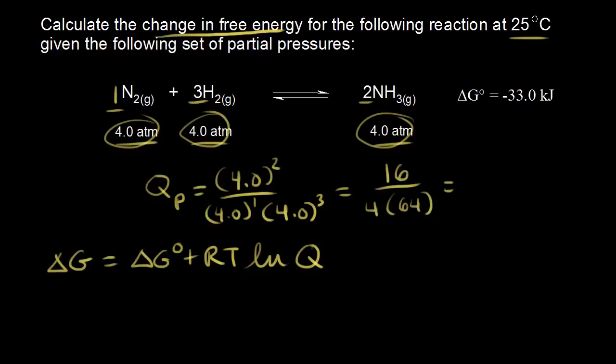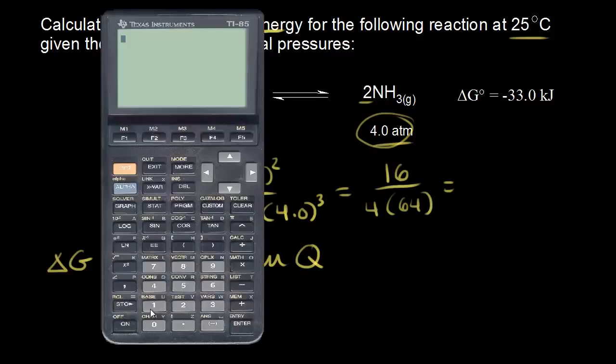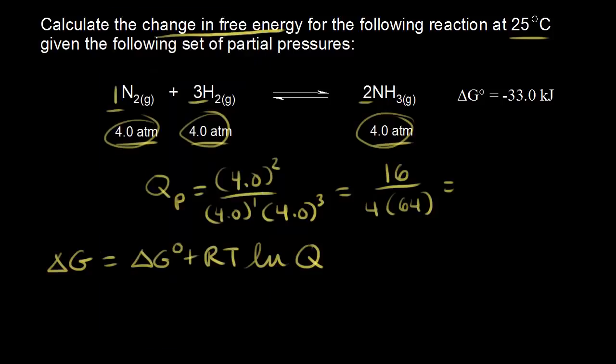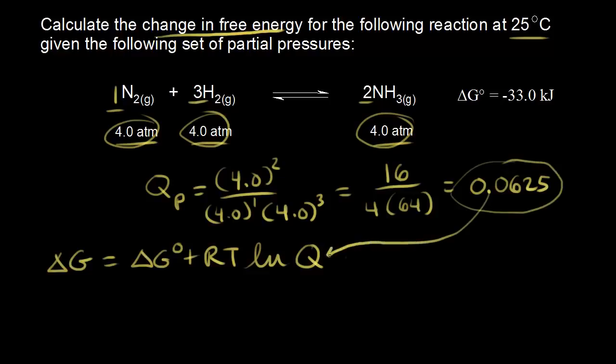So what is Q equal to? We get out the calculator. 16 divided by 4 times 64 is equal to 0.0625. So at that moment, the reaction quotient is equal to 0.0625 at the moment when all of our partial pressures are 4 atmospheres. So this is our reaction quotient. We're going to plug this into our equation, and we're going to solve for delta G.